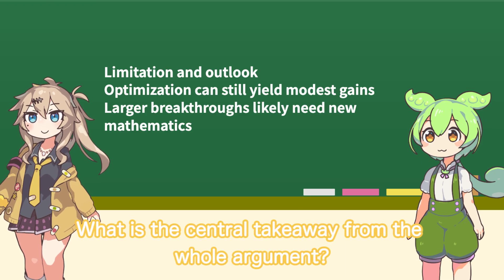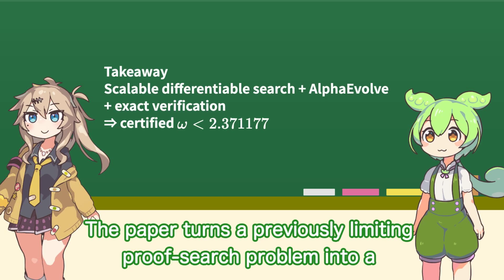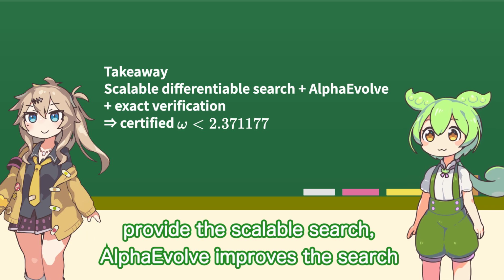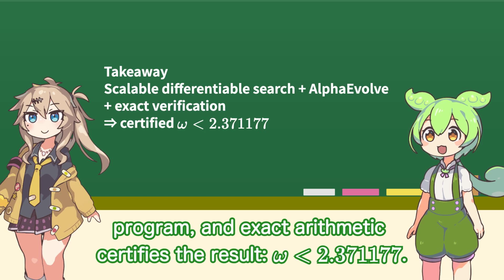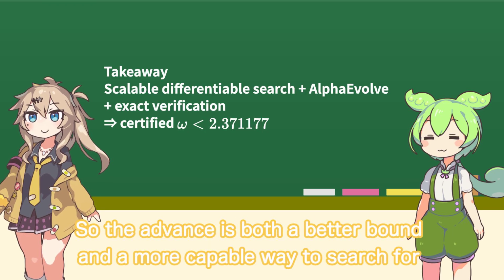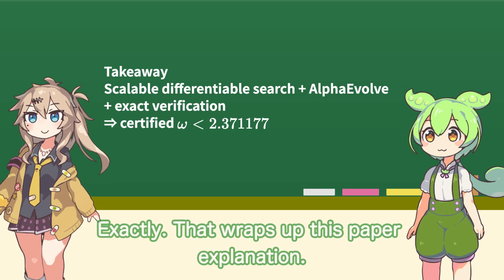What is the central takeaway from the whole argument? The paper turns a previously limiting proof search problem into a level 4, differentiable, GPU-parallel optimization. Gradient methods provide the scalable search. AlphaEvolve improves the search program, and exact arithmetic certifies the result. Omega is less than 2.371177. So the advance is both a better bound and a more capable way to search for future bounds. Exactly. That wraps up this paper explanation.